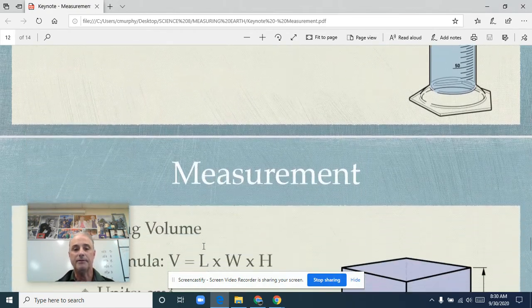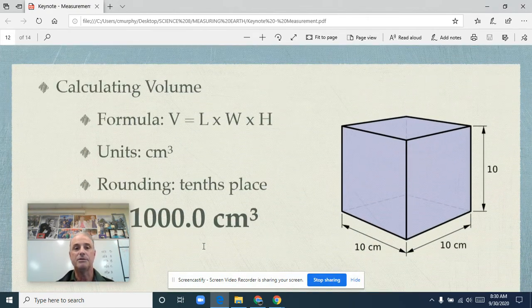Next thing we're going to talk about is how to calculate the actual volume using the volume formula, length times width times height. If you look at the cube to the right, you can see that the length and the width are 10 centimeters and 10 centimeters, respectively. And the height is also 10 centimeters. So this is considered a perfect cube because all the sides are the same length. When you multiply the numbers out, you get 10 times 10, which is 100, and then 100 times 10, which is 1,000. And that's the answer they have there.